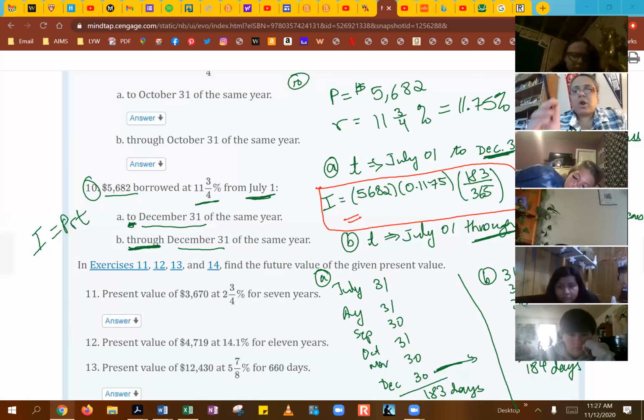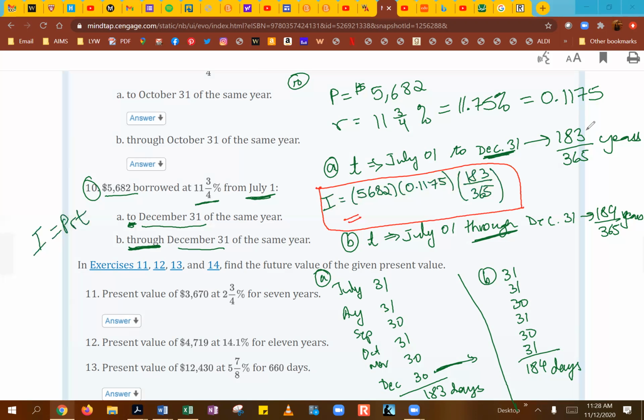Okay, what about the rest of you? What did you guys come up with? And do not round these fractions, the 183 over 365, 184 over 365. Don't round those numbers, because we do not round till we get to the very last step. So you do not round in the intermediate step. Just wait till the very final answer. So what do we get as our interest rate over here for part A?